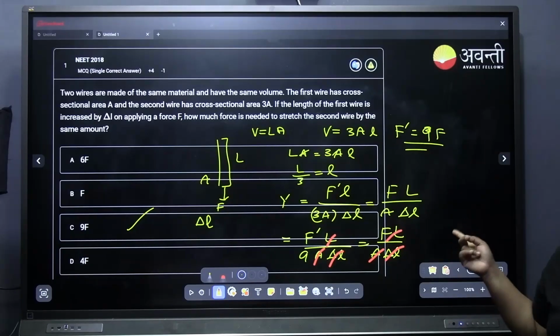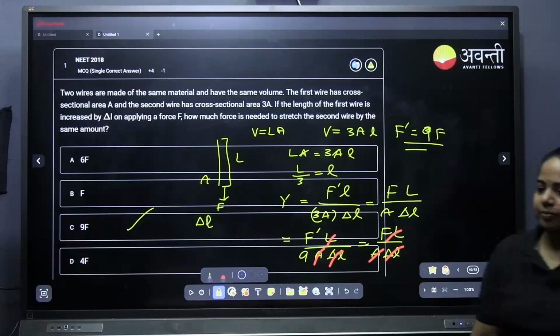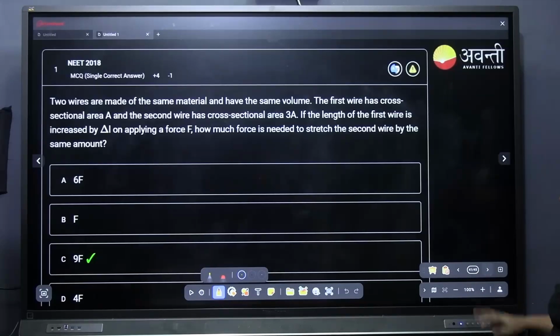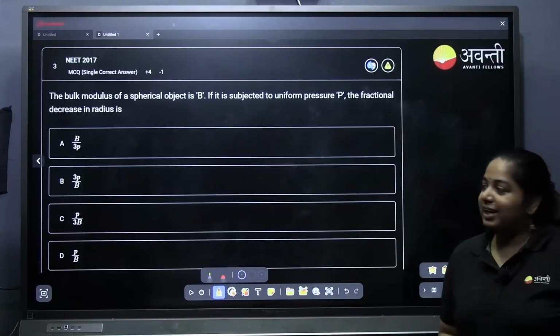Is there any doubt? Okay, so we will move to the next question. Okay, coming to bulk modulus.